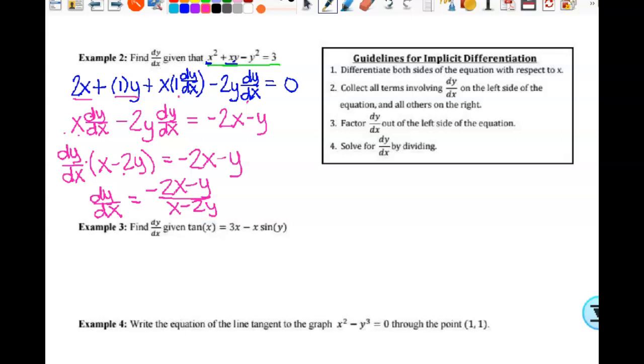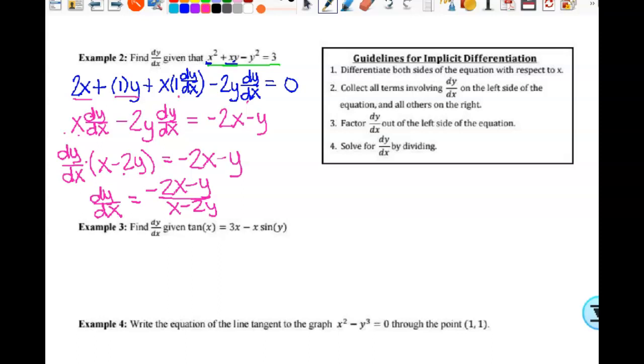And we found dy dx. Ask me a question. We okay with that? Now, if this was a multiple choice question, it's possible that what we just found, even though we're 100% right, won't match any of the answer choices.